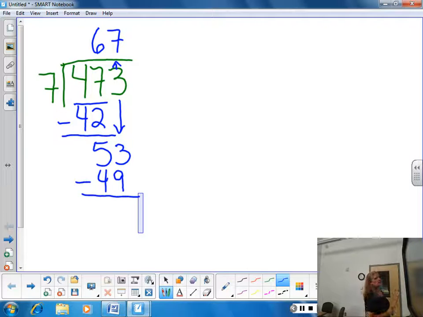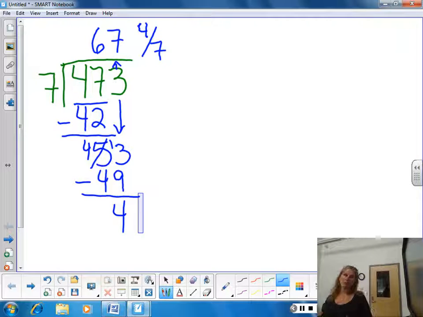Subtract, and I have to borrow. 13 minus 9 is 4. 7 does not go into 4. So my remainder is 4, and instead of writing R4, I'm going to write 4 out of 7. So that's my remainder, 4 7s.